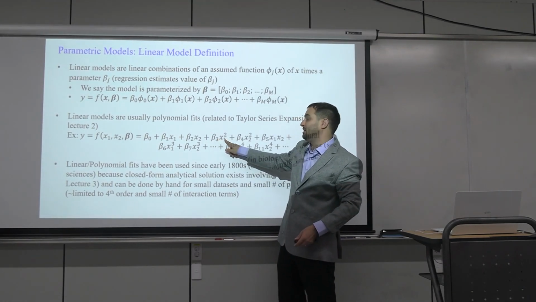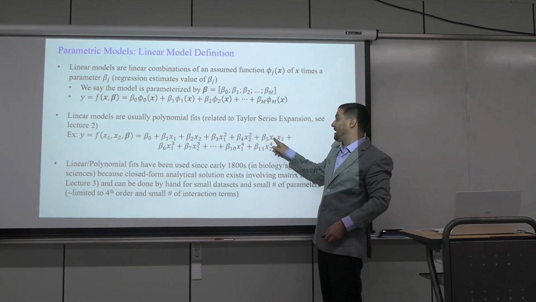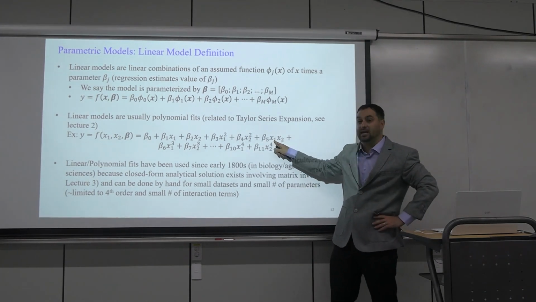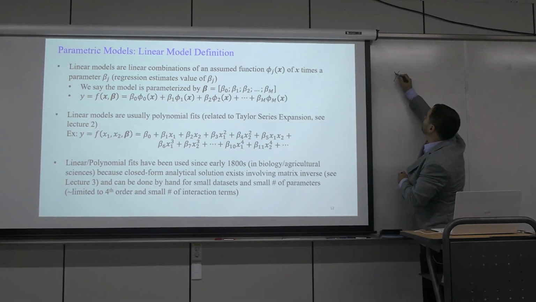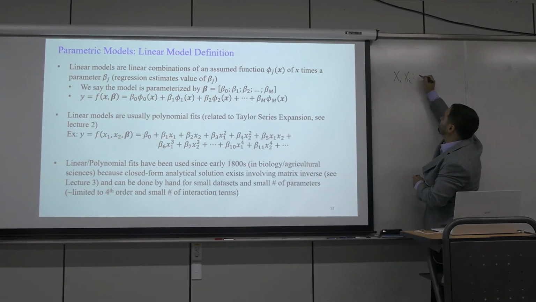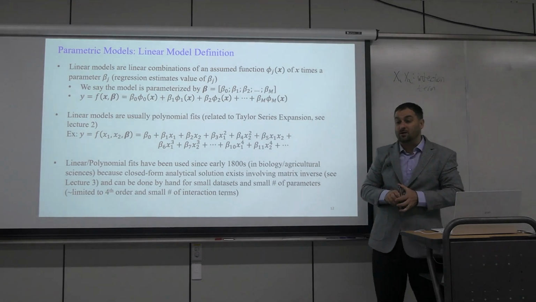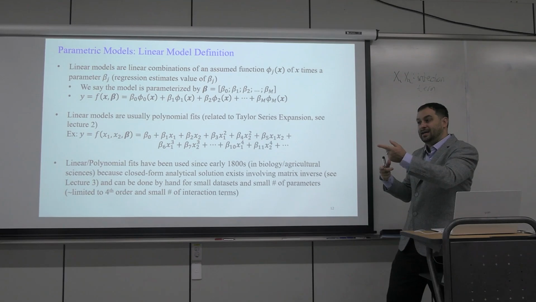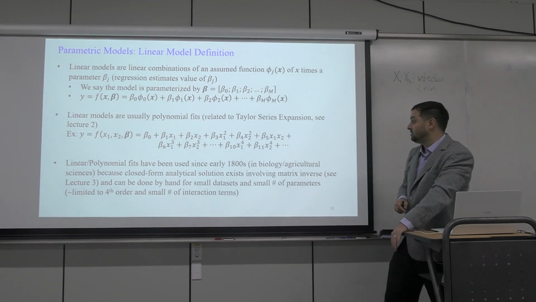So beta 3 times x1 squared plus beta 4 times x2 squared plus beta 5 times x1 times x2. This term right here is important because it's an input parameter interaction term. So x1 times x2 is the interaction term. Especially for multivariate problems, you might have two input parameters, so the output y is correlated to the interaction between two variables.